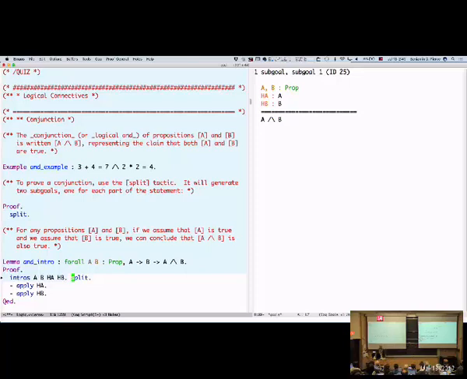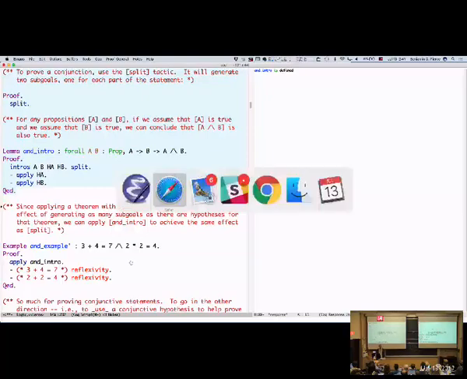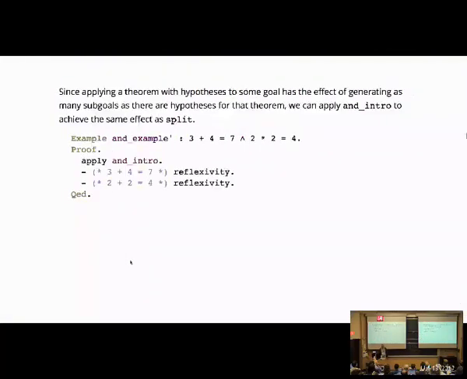So to prove a conjunction, we should split. Now we have to prove A. Oh, but that's easy. Apply HA. And we have to prove B, but that's also easy. Now, it's worth mentioning, just to illustrate that there are many ways of doing the same thing, that instead of split, once we've proved and_intro, we can use it basically instead of split.